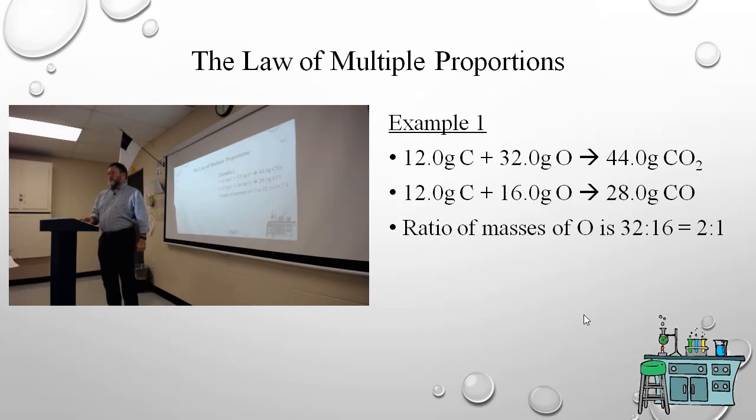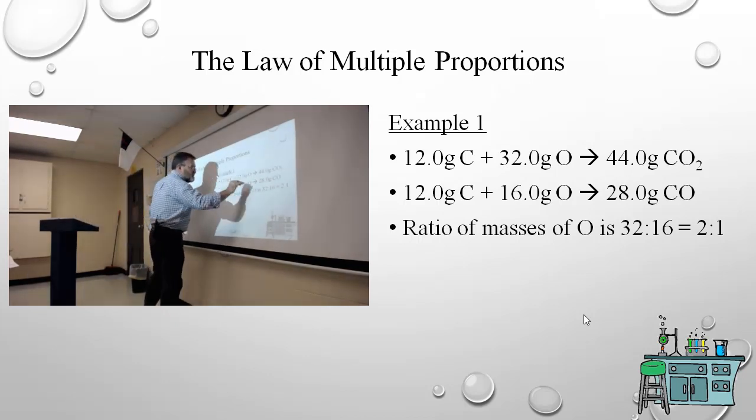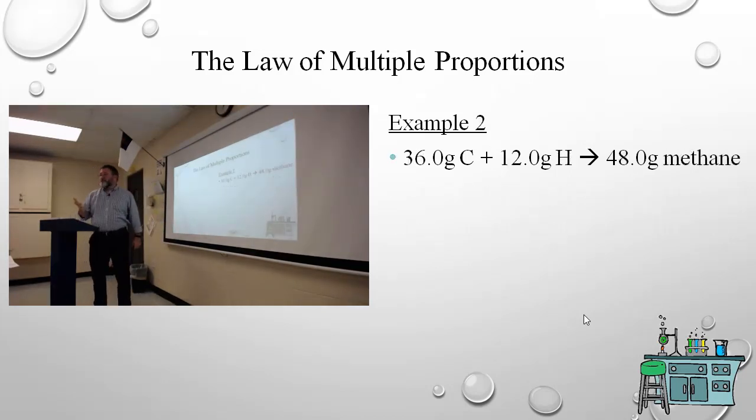This is important because we're going to talk about Dalton's theory of matter, and this plays into it significantly. 32 grams of oxygen in the first formula, 16 grams of oxygen in the second formula. 32 to 16 is a ratio of 32 to 16, which reduces to 2 to 1. Whole number ratios.